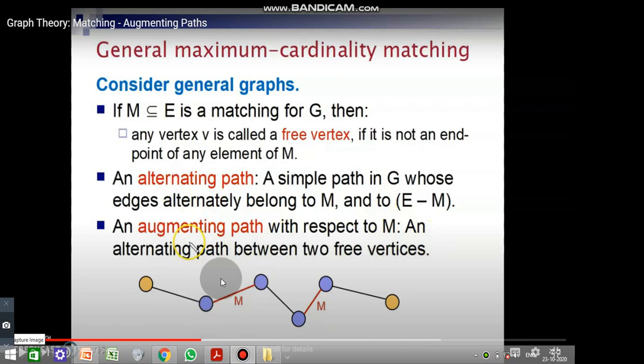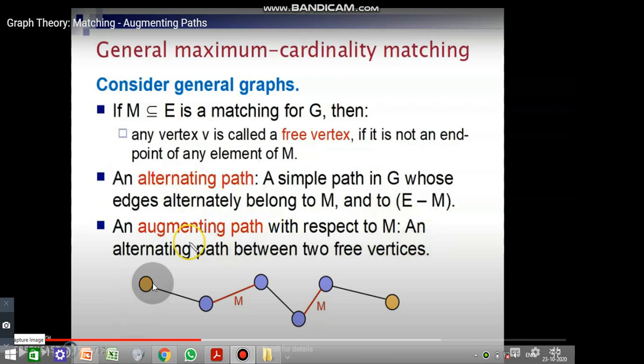Coming to this particular picture, this is an end point, but it's not an end point of M here. This end point of M, this end point of M, so this and this are end points of M. Any vertex which is not an end point of M is called a free vertex. Now an alternating path is a simple path in G whose edges alternately belong to M and to E minus M, that is, the graph edges minus the independent edges M. That we call an alternating path.